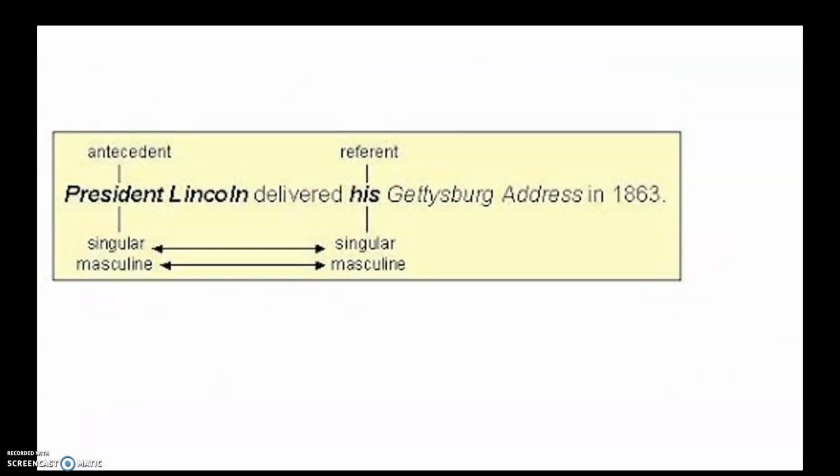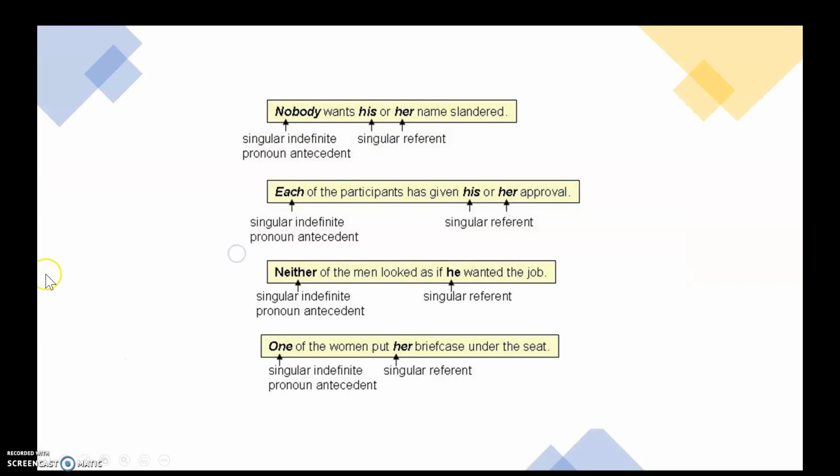As I said earlier, there can be some tricky situations with indefinite pronouns, and so we'll talk about those in the next slide. This is an example of one that's correct. So President Lincoln delivered his Gettysburg Address in 1863. This is singular and masculine. This is singular and masculine. We're good. So when you're looking at indefinite pronouns, remember that list I gave you earlier?